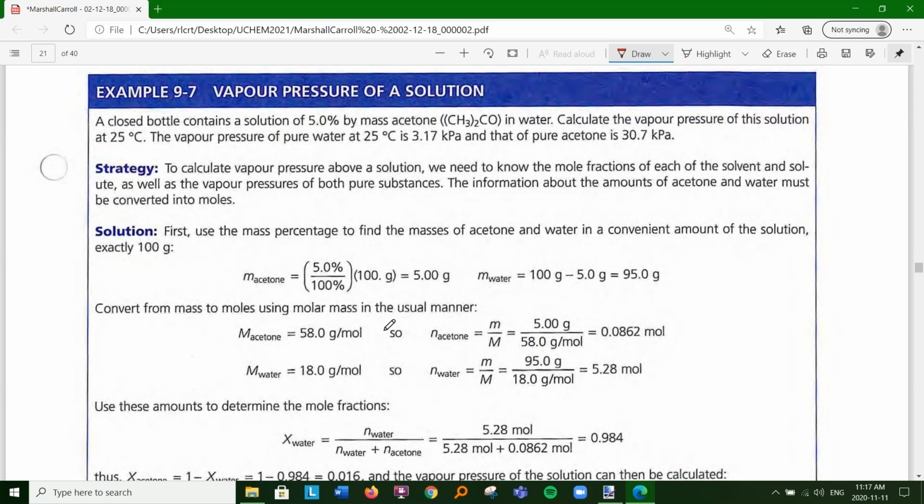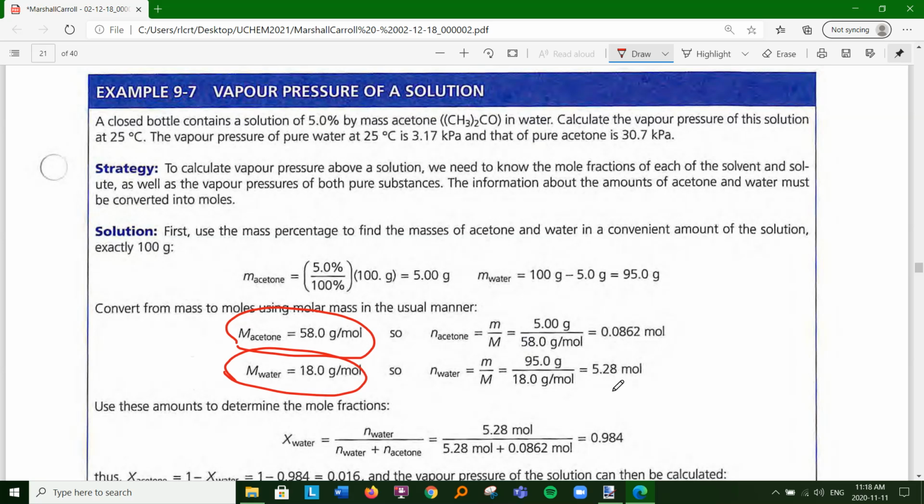Okay, so helpful tips. Let's assume we have 100 grams of solution, and we have 5 grams of acetone. So that means we have 95 grams of water. That's our little trick if you're given mass percents of things. They very nicely give you the molar mass of acetone and the molar mass of water. So the moles of acetone is 5 grams over 58 grams per mole, 0.0862 moles. And for water, it is 95 grams over 18 grams per mole, or 5.28 moles.